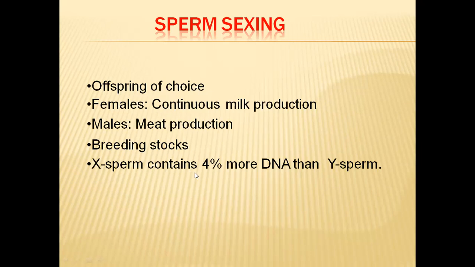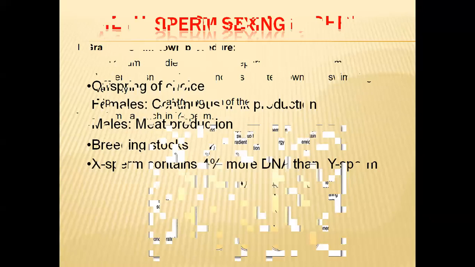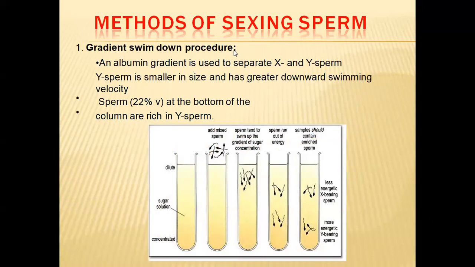This X sperm usually contains 4% more DNA than Y sperm. This is the main basis for this sperm sexing technology. Different types of methods have been developed by scientists. Out of them, let us see a few important ones. The first one is the gradient swim down procedure. This is done in test tubes. A solution is taken, and in this solution sugar will be there, and an albumin gradient also.